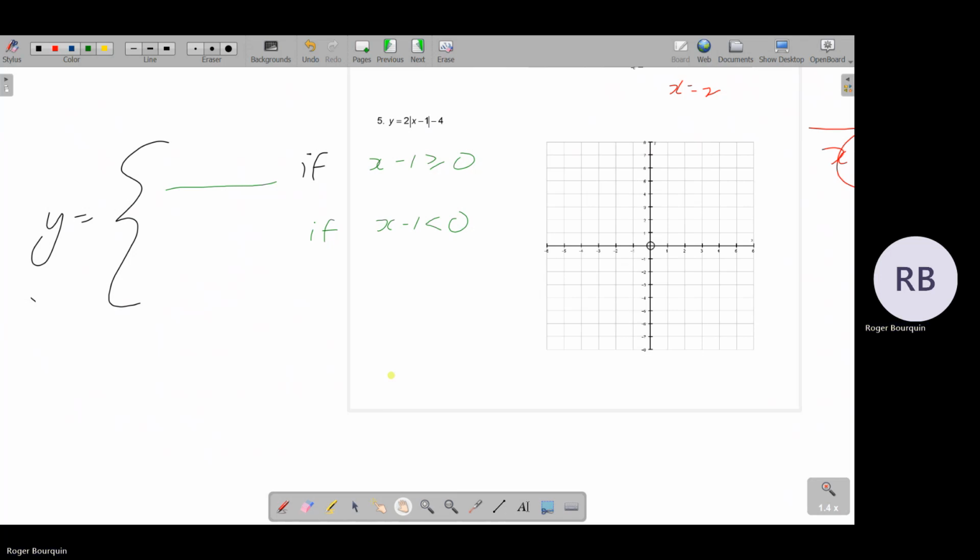So if what's inside is bigger than 0, what happens? Then what's inside the absolute value? So it's going to be what? Y is equal to? Good. If what's inside is less than 0, then what happens? Good.